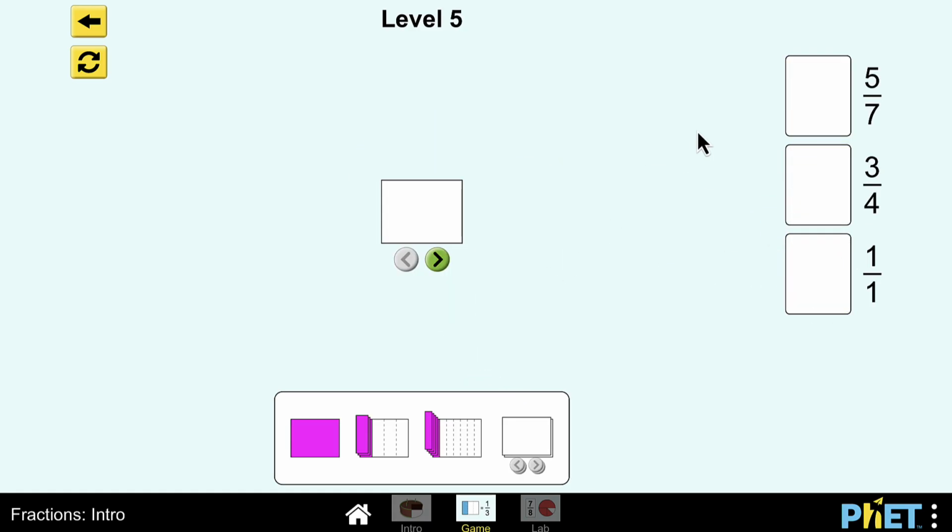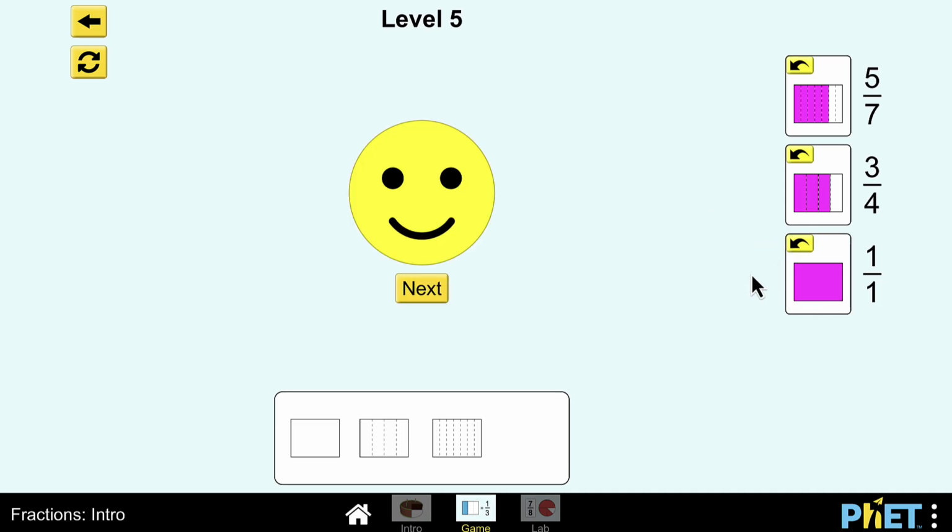Level 5. I need 5/7. How can I do this? I need to divide it into 7 pieces. 1, 2, 3. This is 6, 7. And I think this is the one. 1, 2, 3, 4, 5/7. 3/4. Easy. 1, 2, 3/4. What about 1 whole? You don't need to divide anything. You're going to keep it the same. This is 1/1, which is 1 whole.